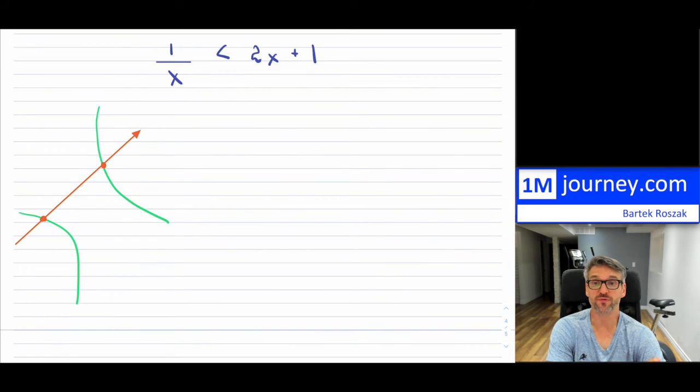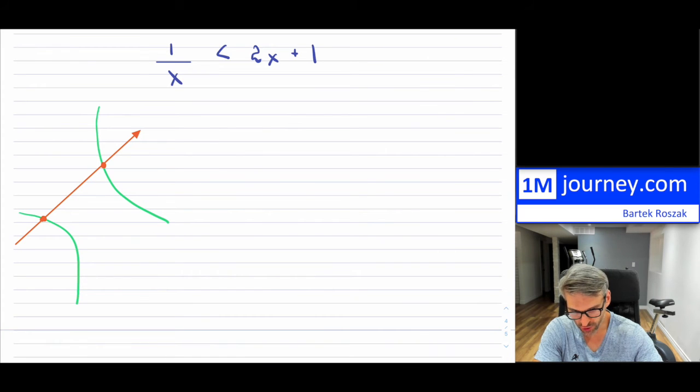So in terms of intuition, what I would say is, okay, I want to know when is it less than? Well, it's going to be less than that 2x plus 1. So right here it's less than. And then also right here it's less than.